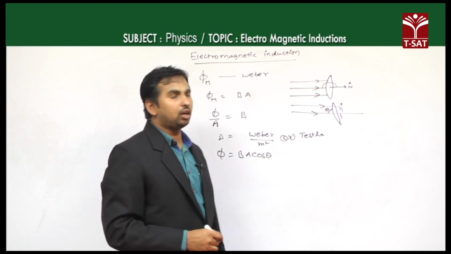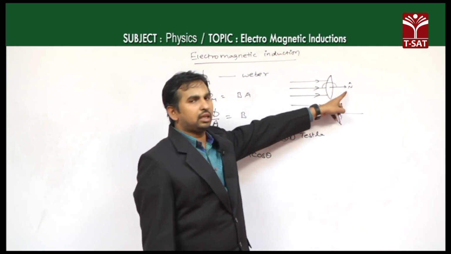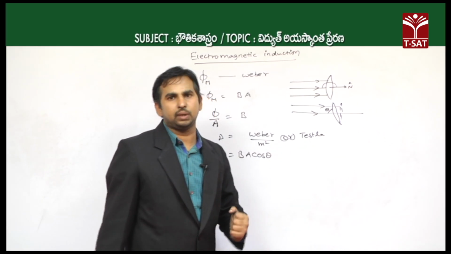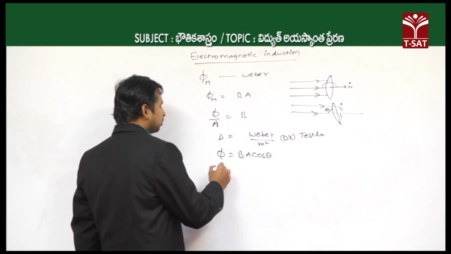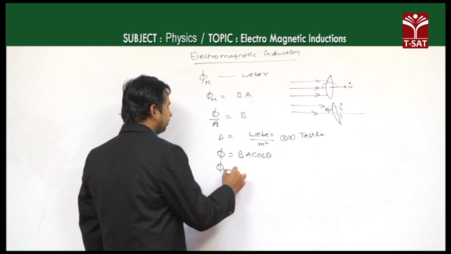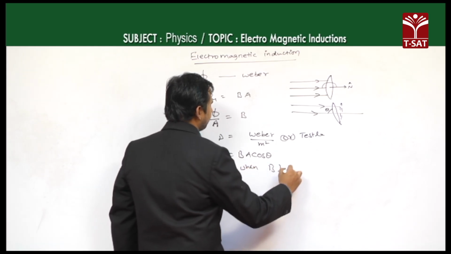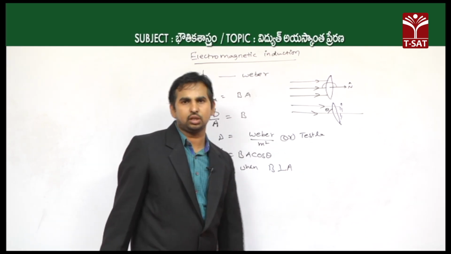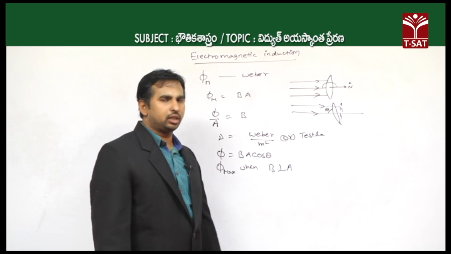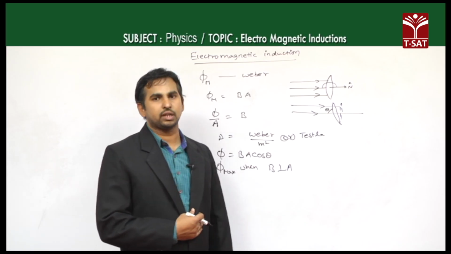When they are going parallel to each other, as I said, the angle between the magnetic line and the area is 0 degrees. So cos 0 becomes maximum. This is maximum when B and A are perpendicular to each other. B means the magnetic lines of force which are passing there, and A means the area you are taking. When both are perpendicular to each other, we get the maximum flux.